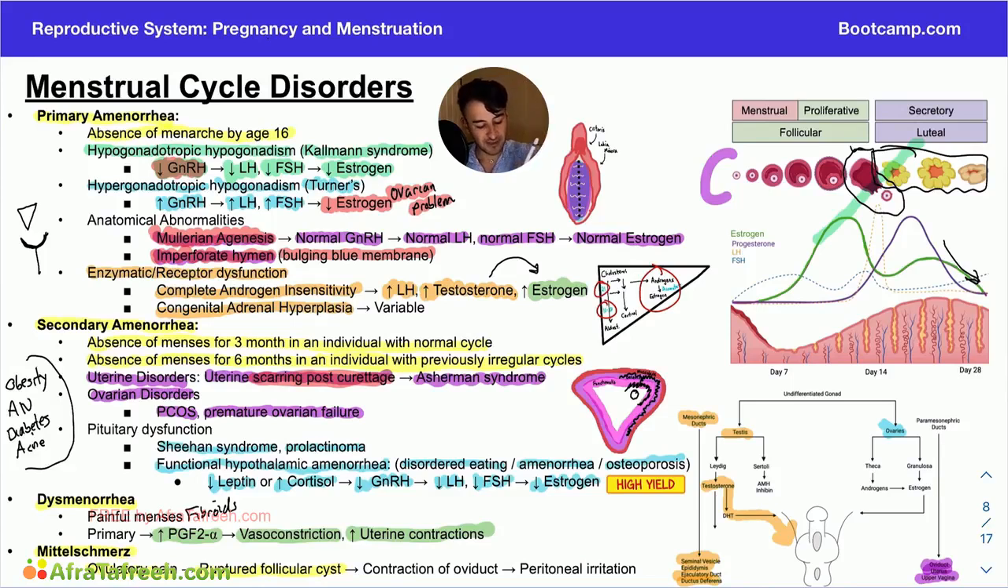So I just want to finish up highlighting here. It's due to contraction of the oviduct, and it's going to cause peritoneal inflammation. So let's wrap up now with our high yield review.